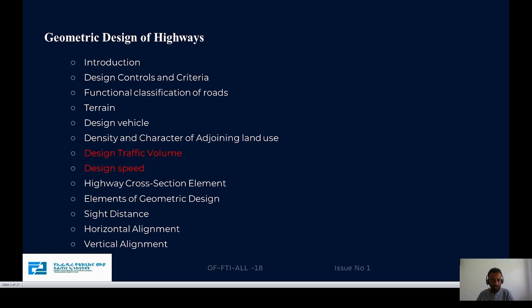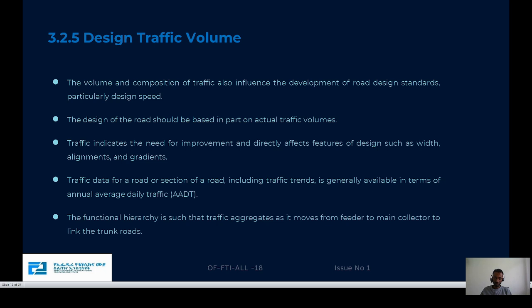Today we will deal with the design traffic volumes, and also the design speed. For the design traffic volume, we deal with traffic. We have to collect information about the number of vehicles, or the volume, and also the composition: how many passenger vehicles, how many minibuses, how many trucks, how many four-wheel drives. The composition is very important.